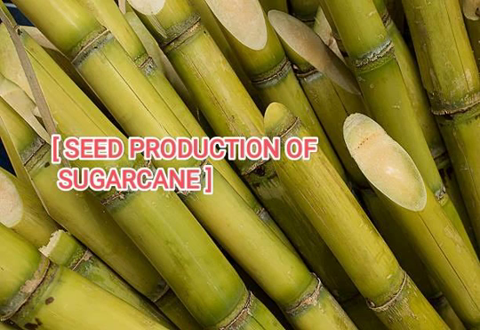5. Method of planting. Planting of seed crop can be done in any of the following manners. First, flat planting. In this method, furrows 10 cm deep are opened at a distance of 90 centimeters. The sets are placed in them end to end and covered with 5 to 7 centimeters of soil, and the field is leveled.